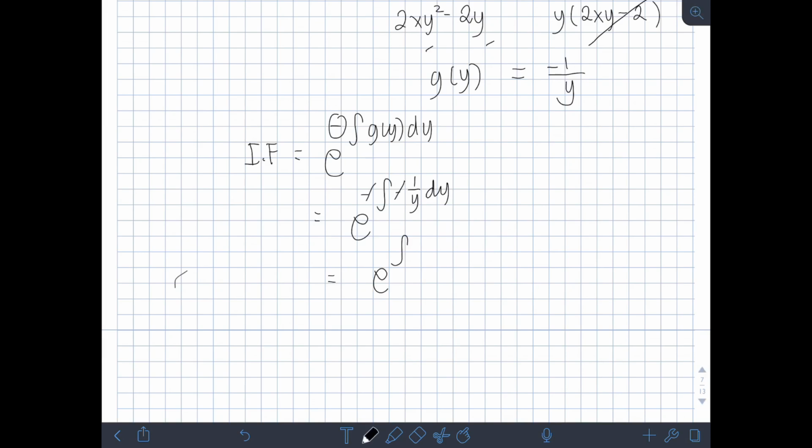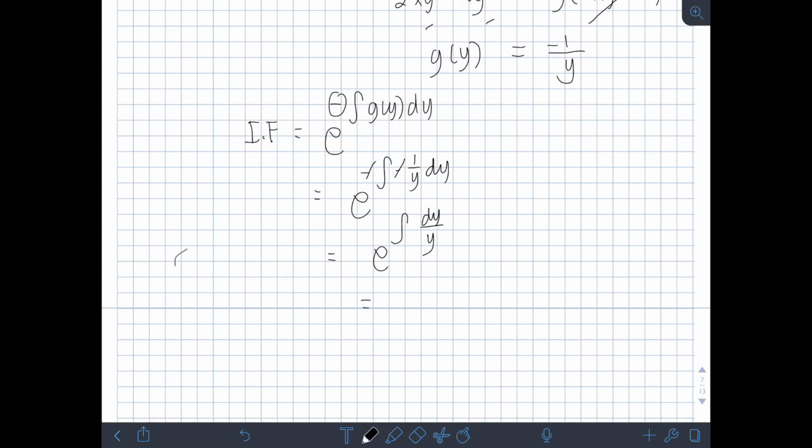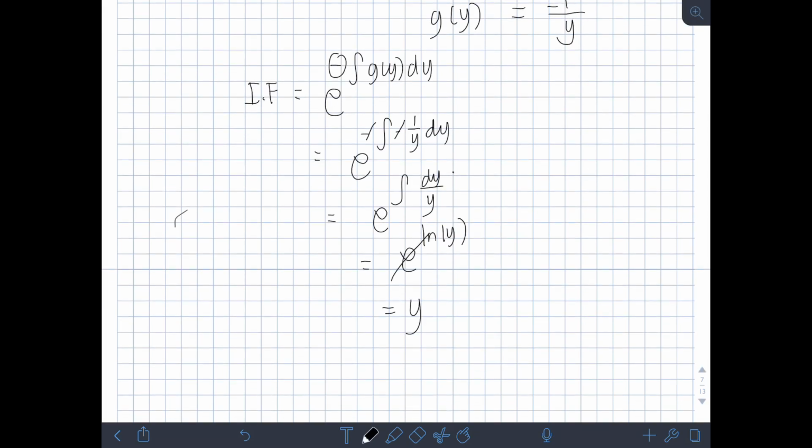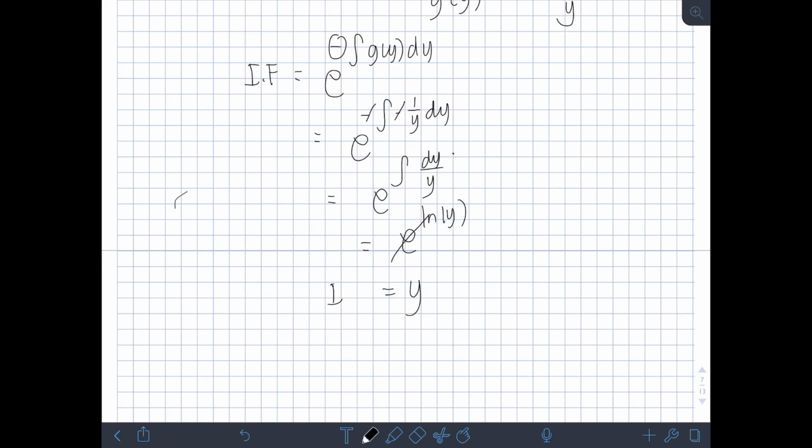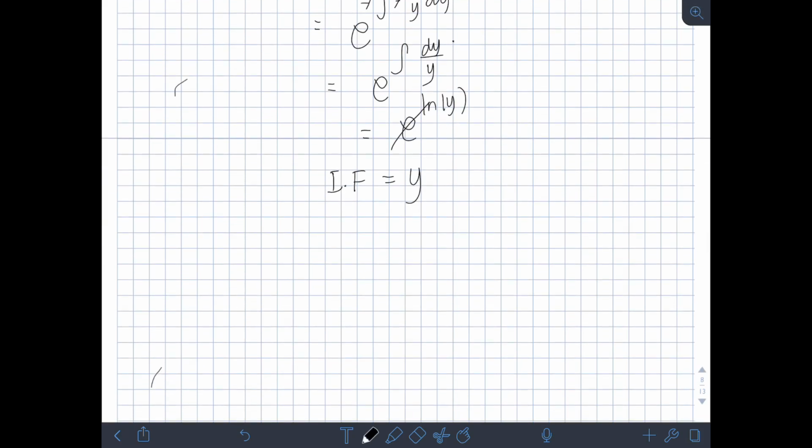Parang e raised to integral na lang yan ng dy over y. Or simply, integral ng dy over y is e raised to ln y. And then, makakancel tong e raised to ln, magiging y. So, therefore, yung integrating factor pala natin ay itong y. So, i-multiply ngayon natin to both sides of the equation, itong y.